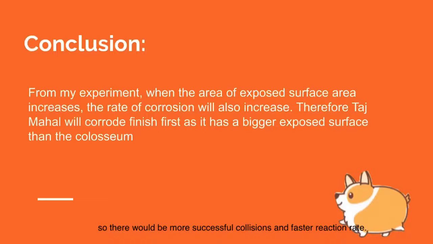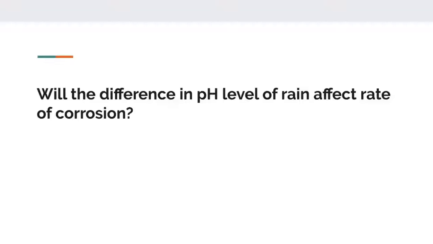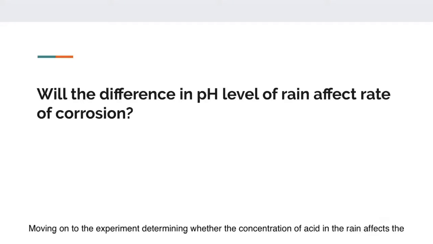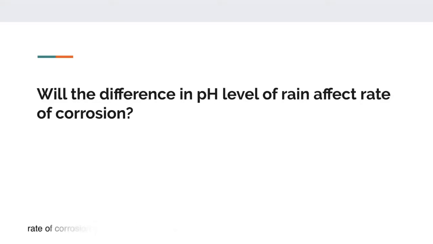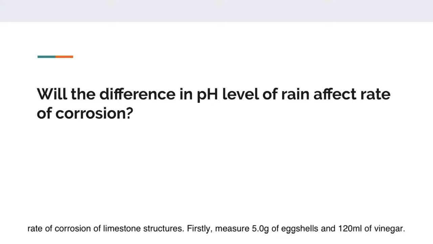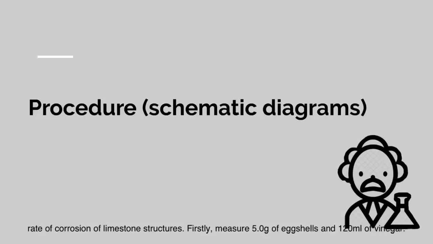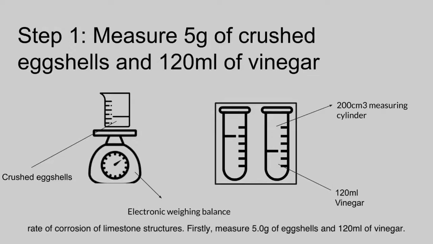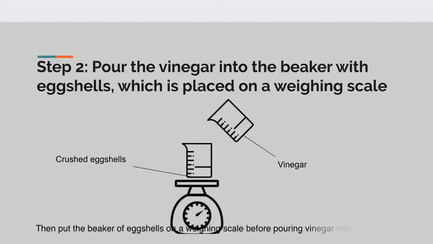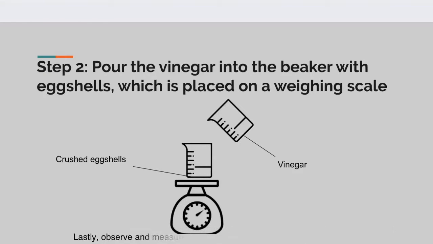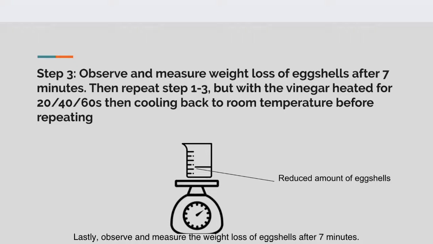a faster reaction rate. Moving on to the experiment determining whether the concentration of the acid in the wind affects the rate of corrosion of limestone structures. Firstly, measure 5 grams of eggshells and 120 ml of vinegar. Then put the beaker of eggshells on a weighing scale before pouring vinegar into the beaker. Lastly, observe and measure the weight loss of eggshells after 7 minutes.